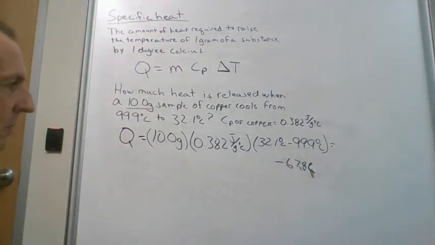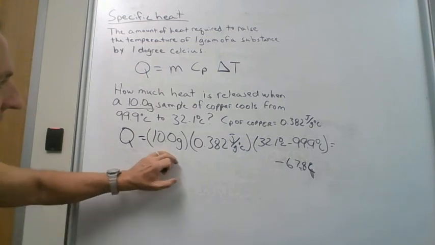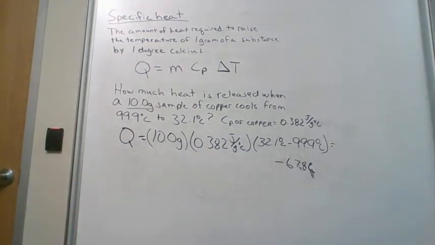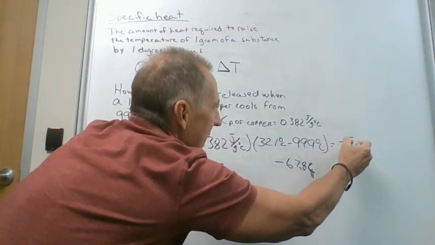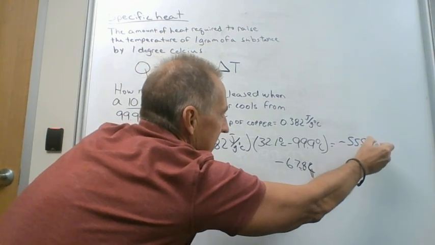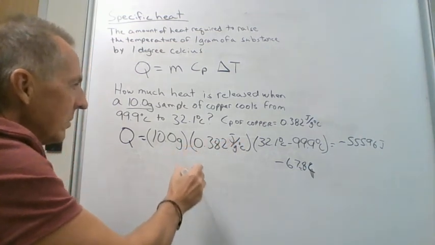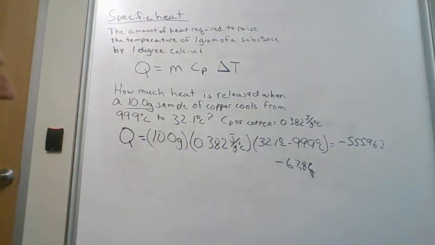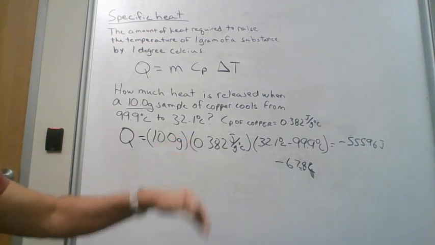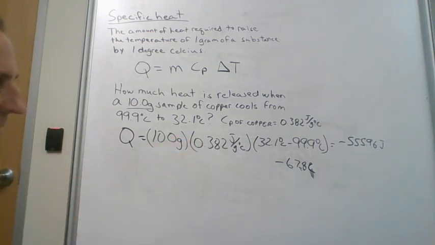All right, so what we do is just multiply 10 times 0.382 times a negative 67.8, and we end up with a negative 555.96, and our units are joules. Again, degrees Celsius cancel, grams cancel, and it leaves us with the joules. So Q then is negative because the temperature change is negative, meaning we're giving off energy, which should make sense, right? As something is cooling off, that means it's releasing energy to the surroundings. So it's becoming cooler and the surroundings are becoming warmer.